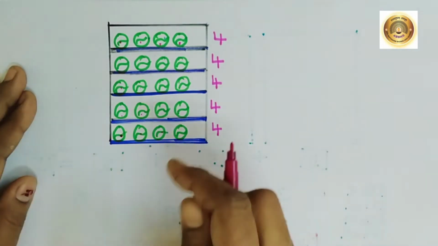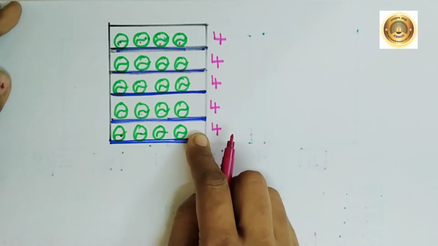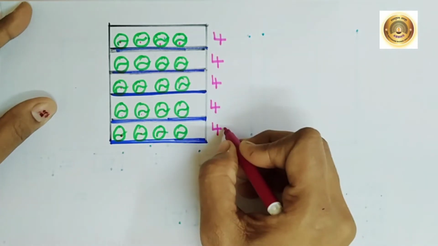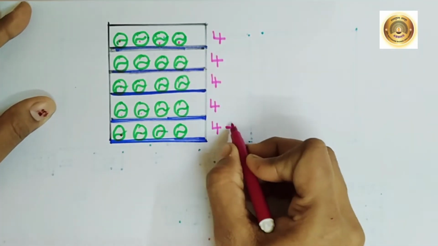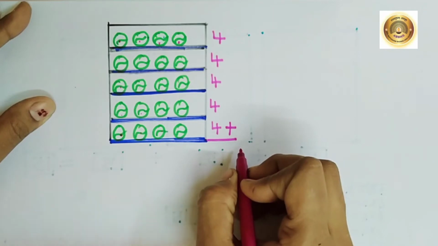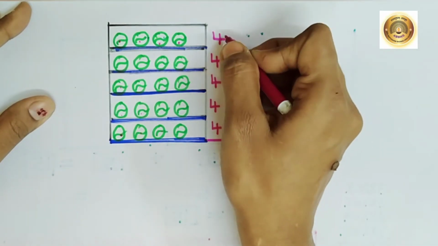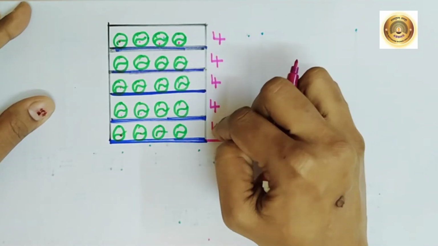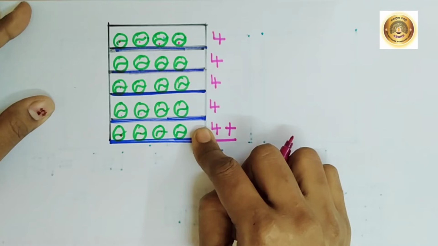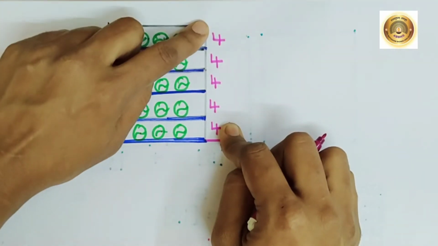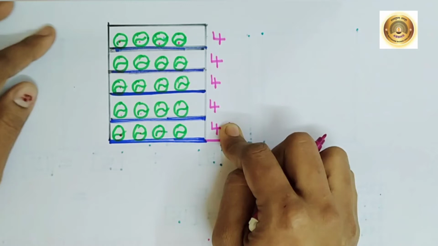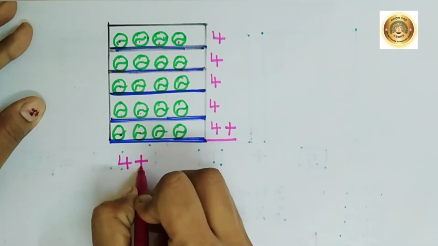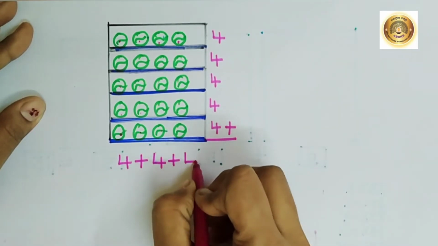So to find out the total number of balls, what we will do? We have to do addition. So how to do addition? By adding 4 5 times. 1, 2, 3, 4, 5. Because we are having 5 shelves here. We have to add 4 5 times. So can we do this? Can we add 4 5 times?